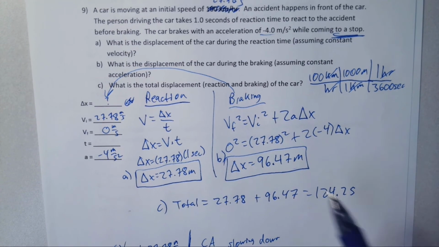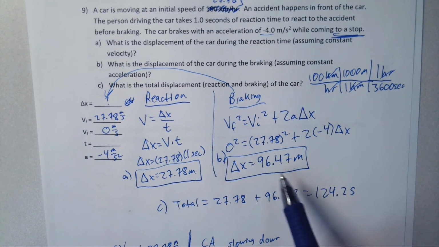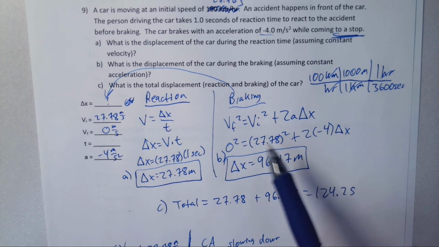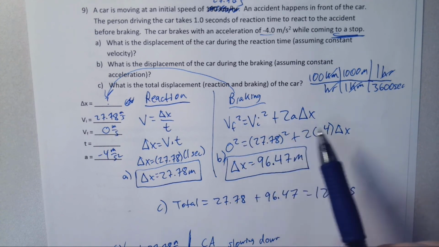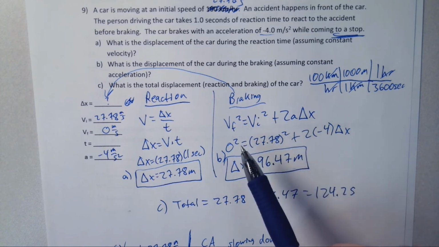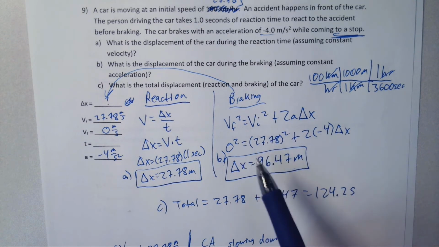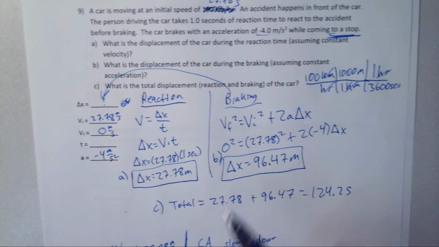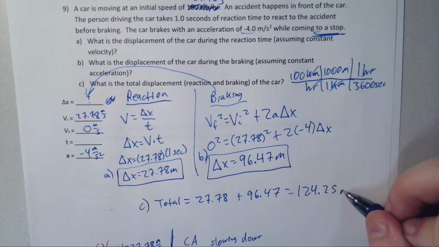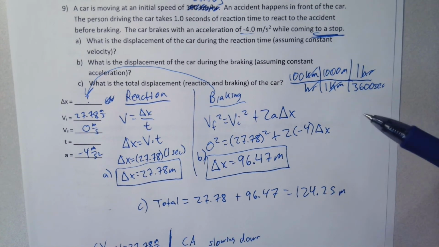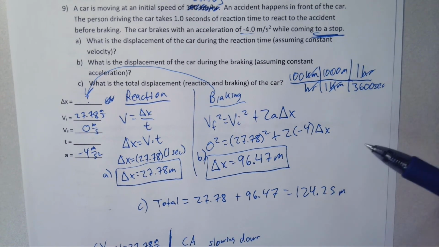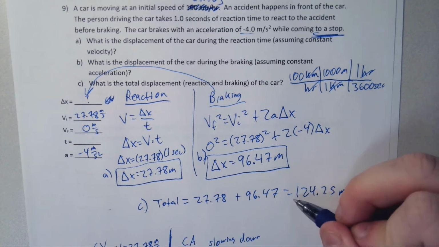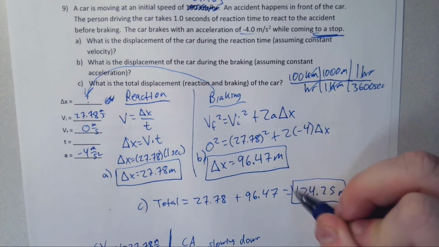124.25. Another thing to notice is that when I calculated this 96.47, I didn't do any internal rounding. I basically kept everything in my calculator until I got to the part where I was actually solving for it. So there are going to be sometimes little differences there, but unless you're doing some outrageous rounding, you should be within a tenth or even less from where we are. So 124.25 meters is the total distance.